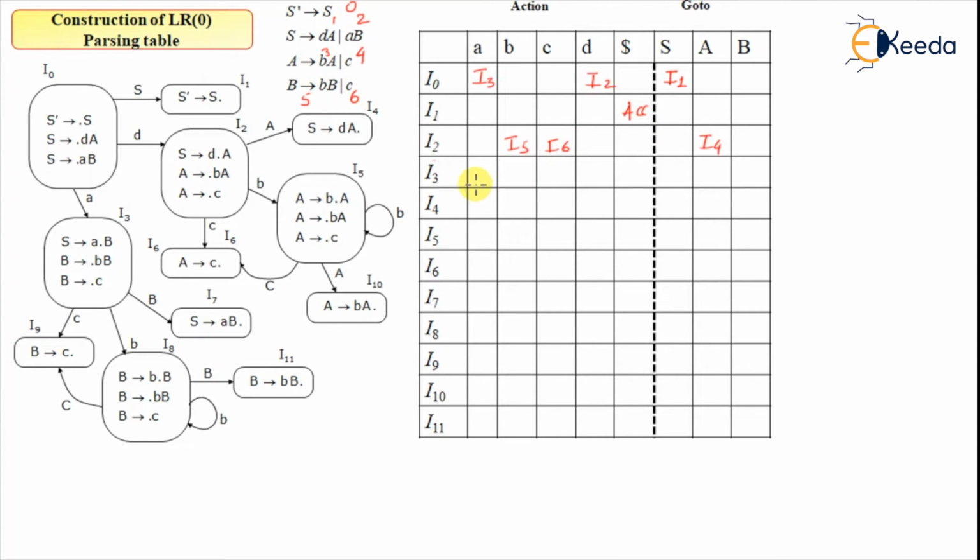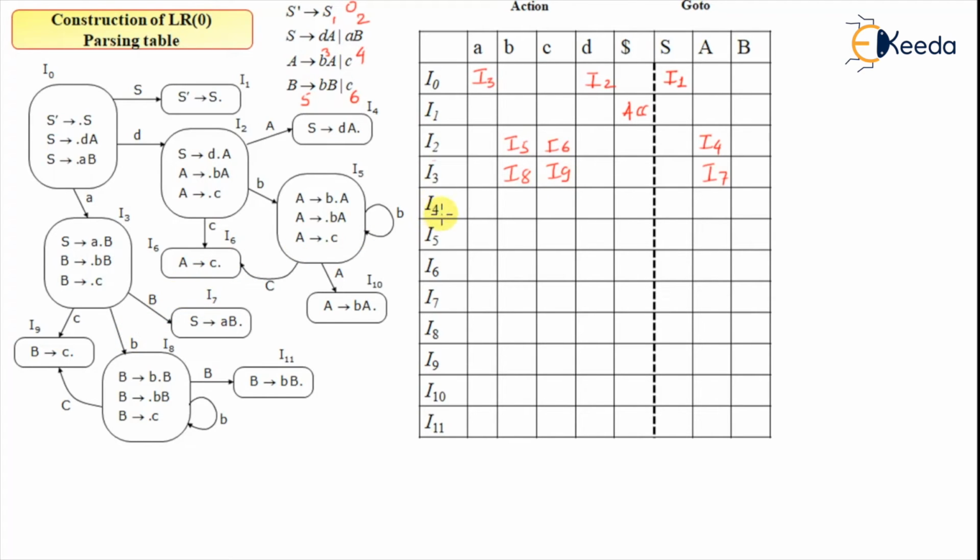Now I3 on input capital B goes to the state I7. On input small b, I3 goes to the state I8. On input small c, it goes to the state I9. So we are done with these first three states.